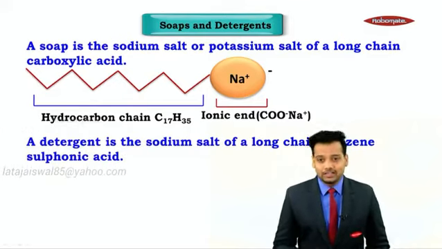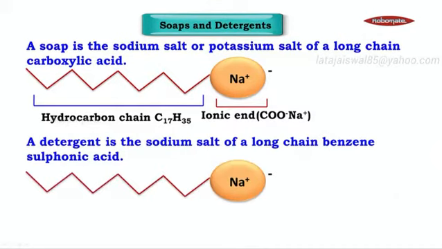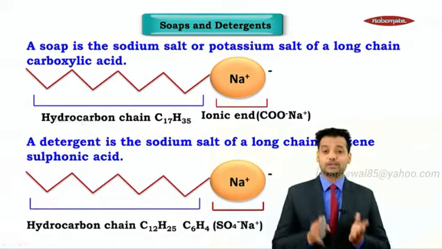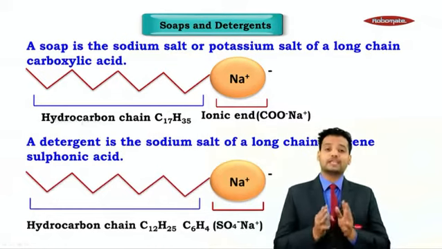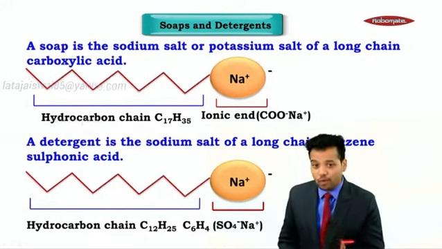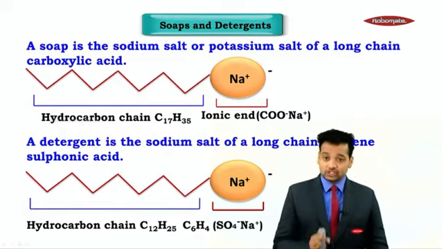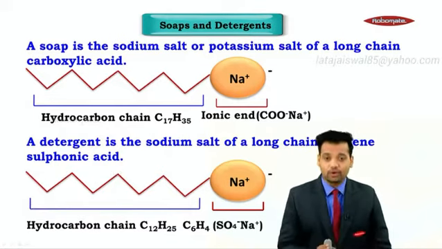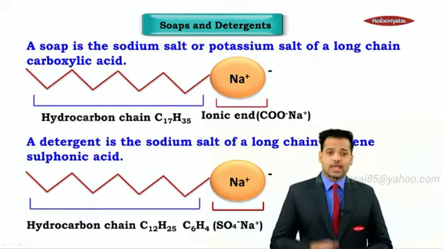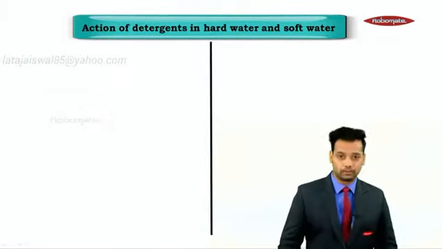Let's see how. A detergent is a sodium salt of a long chain benzene sulfonic acid. Now basically what is happening is the COONa is being substituted by C6H4SO4Na. But again the same thing, there is an ionic end which contains SO4Na and a long hydrocarbon chain containing C12H35 C6H4, that is a long hydrocarbon containing a benzene chain. Now why is this important? The reason is they work differently in different compounds.